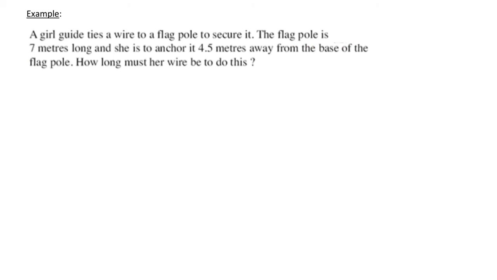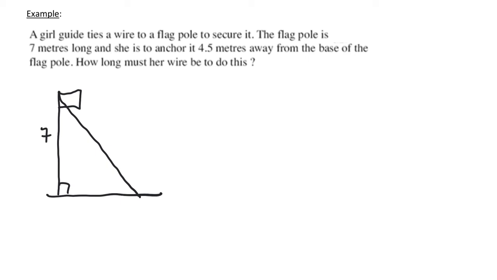The next example, a girl guide ties a wire to a flagpole to secure it. So we've got our flagpole, and she ties a wire to that to secure it. The flagpole is 7 meters long, so that's how tall it's going to be, and she has to anchor it 4.5 meters away from the base. So that means the base of the flagpole is here, and the anchor point is going to be 4.5 meters away. How long is the wire? So the wire is the unknown.